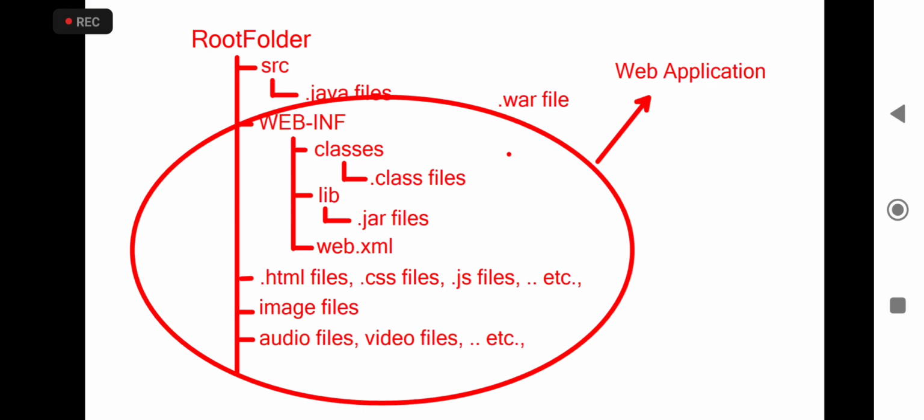In a root folder, one src folder which contains .java files. In a root folder, one WEB-INF folder. In that, the classes folder that contains .class files. In the WEB-INF folder, the lib folder that contains jar files. And web.xml in WEB-INF only. Remaining all outside WEB-INF, that means directly in the root folder. Whatever you record, all programs you can place outside WEB-INF.